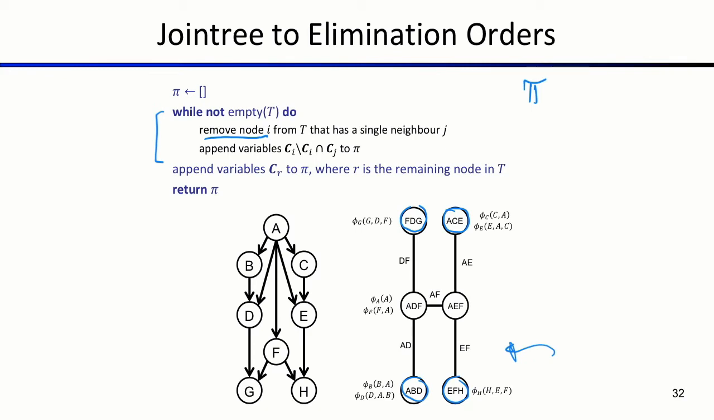We can choose any of them. Let's suppose that we choose this one, and I'm going to eliminate this fdg node. We append the variables in ci, but they are not in the separator, to pi. So pi will have first a variable here.